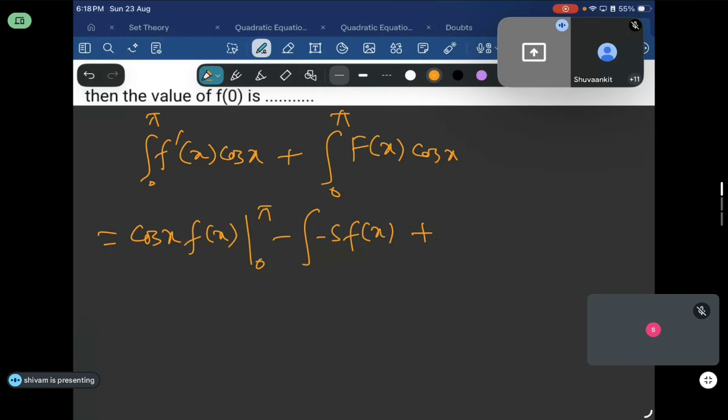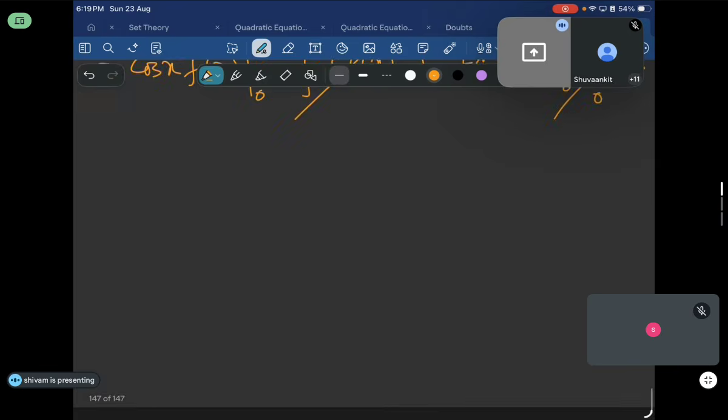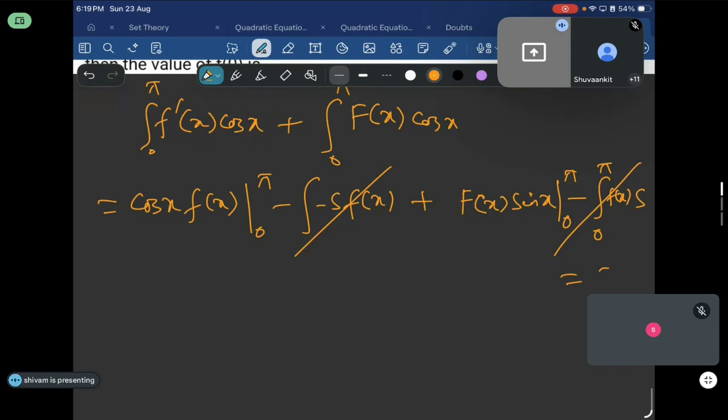I'm writing it directly, okay. It will be capital F of x into sin x from 0 to pi, right? Minus integral from 0 to pi d by dx of capital F of x, which will be equal to f of x only, into integral of cos x, which will become sin x. Tell me, are you getting it? Second and third terms will get cancelled. Second and fourth terms will get cancelled. This is given as how much? 2. Tell me, are you people getting it?